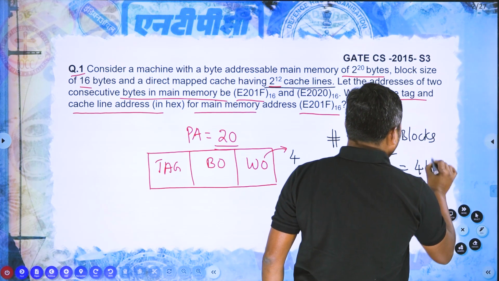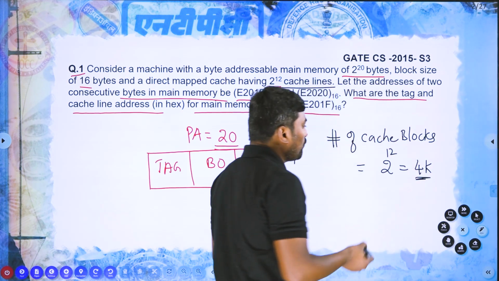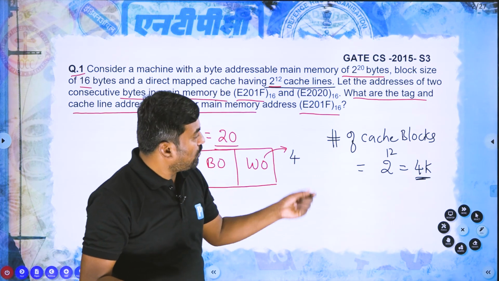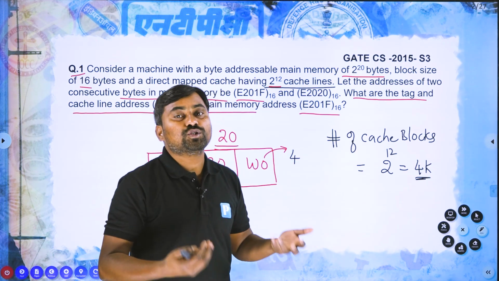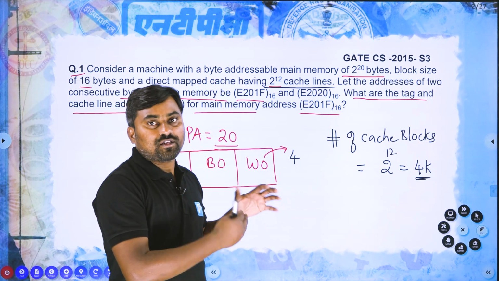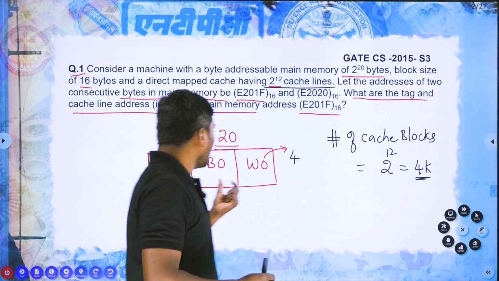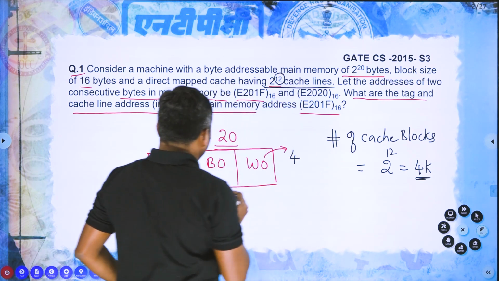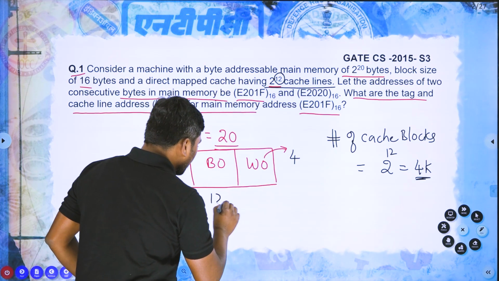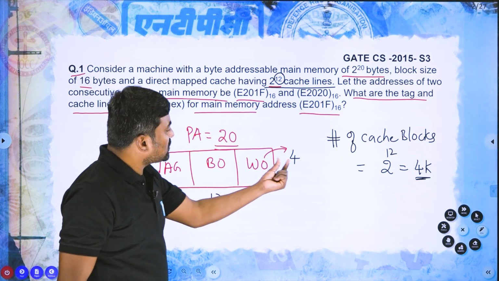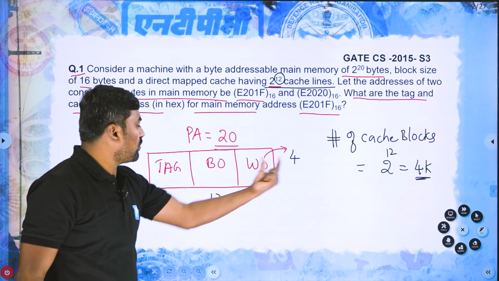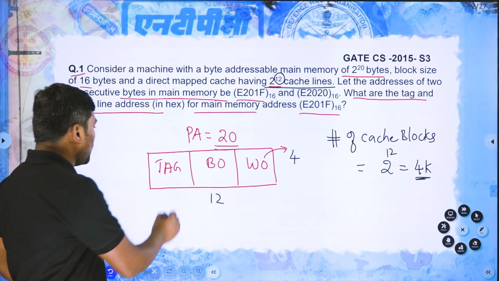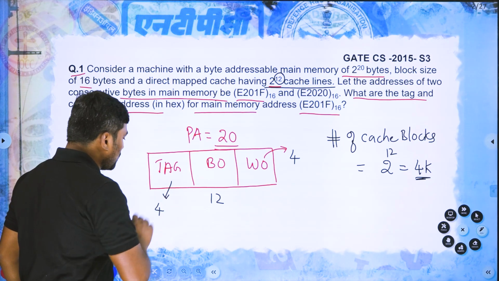Yes or no? 4K blocks. 2 power of 2 is 4. 2 power of 10 is what? 1K. So 4K, 4096 blocks are already there in the cache memory. Then how many bits are required to address one of them? So now look at the power value. This is only the indication. So 12 bits required for this, 12 bits. So 12 plus 4, how much? 12 plus 4, this is going to be 16. For the tag, it is going to be 4 bits only.